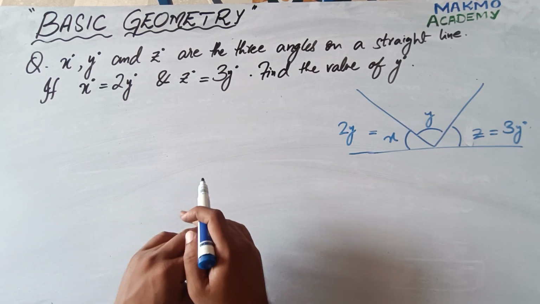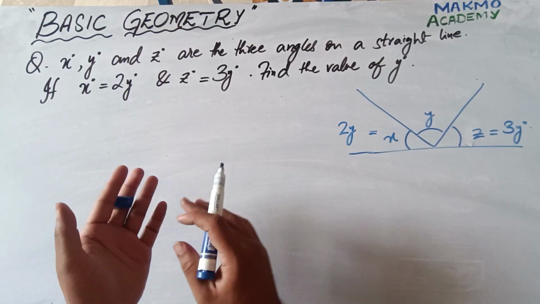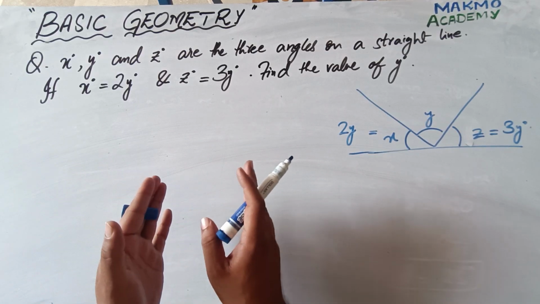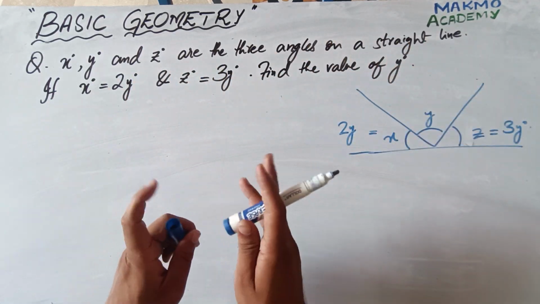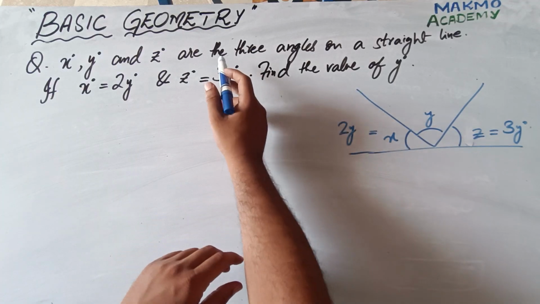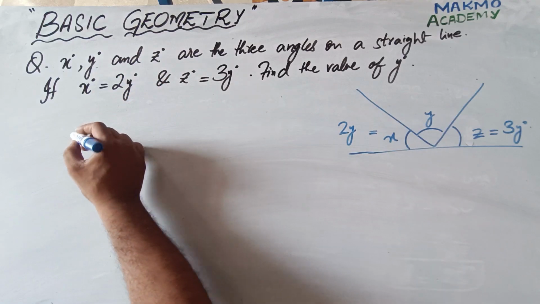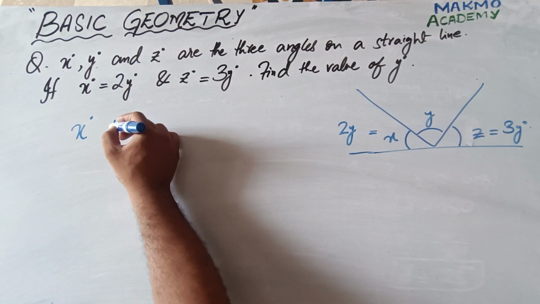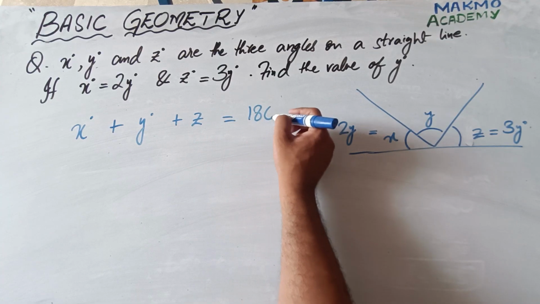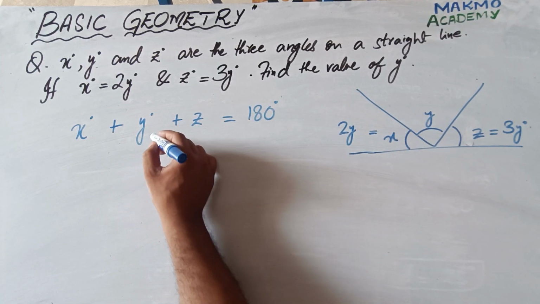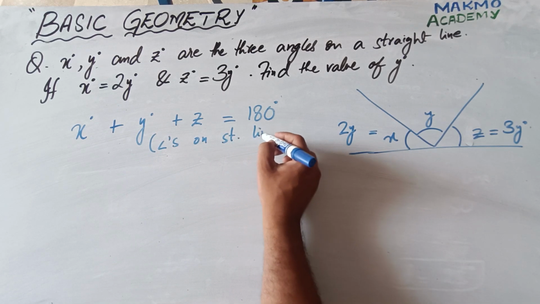In this particular question, there is no angle which is given numerically like 30 degree, 40 degree. There are no numerical values given. The values are given in terms of Y. So this is a very big clue that these three angles are on a straight line. It means that the sum of these three would be equal to 180 degrees, angles on a straight line. So we will start our question from here. X plus Y plus Z is equal to 180, angles on a straight line.